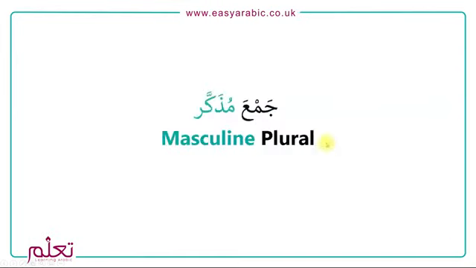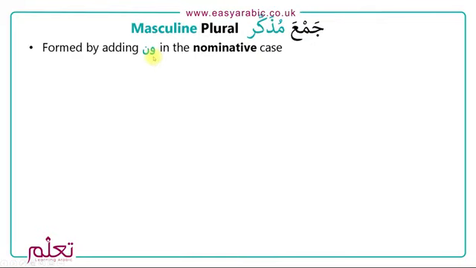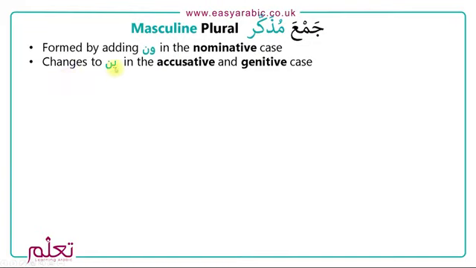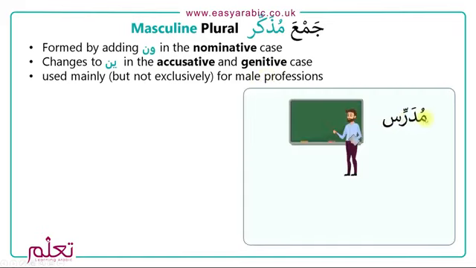So the first one is the masculine plural. Jama' Mudhakkar is formed by adding the waw noon for the nominative case, and changes to the ya noon in the accusative and genitive case. Again, like I said, it covers male professions. So if we go through this one, we say mudarris, which is a teacher. And actually, what I'd like you to do is, when I do each one of these images, try and read the Arabic yourself before I show you the transliteration. It'll be a good chance for you to practice as well. Okay, so mudarris, which is a teacher.